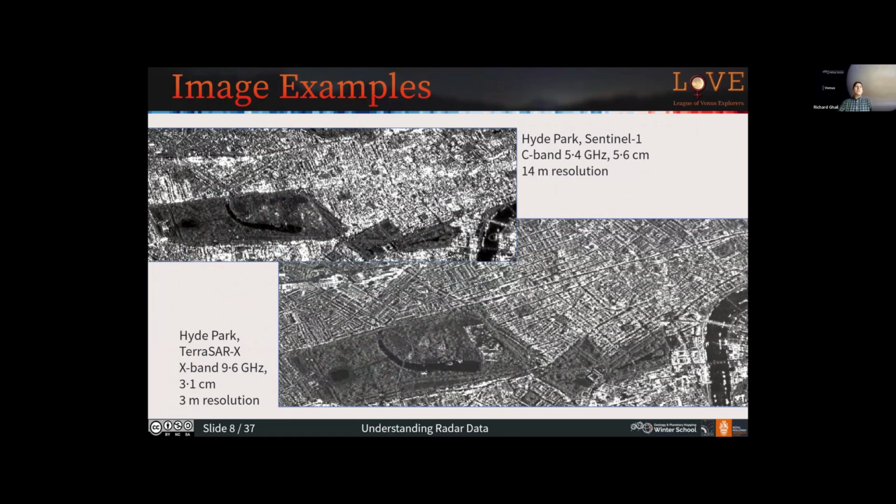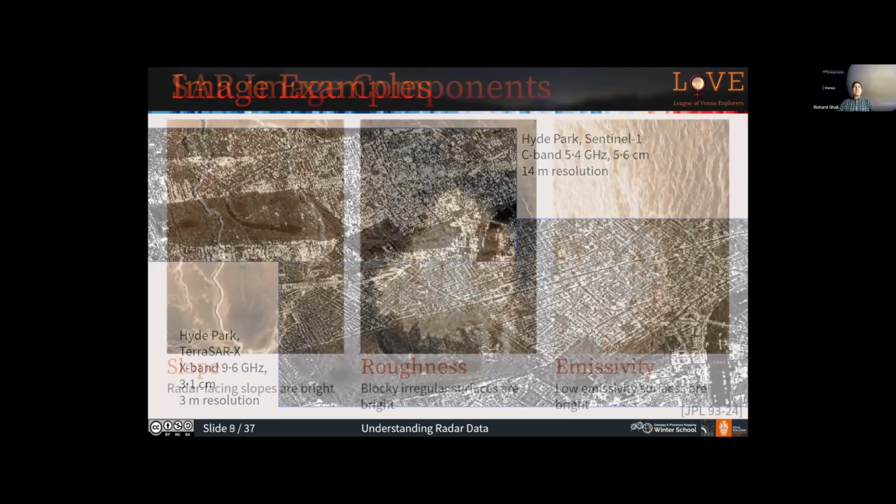At much higher resolution, at X-band, which is 3 centimeters wavelength, we get 3 meter resolution data here from TerraSAR-X. It may not be obvious in this image, but it might be obvious a bit later on in some of the other images. The different wavelengths also are sensitive to different things on the ground, and I'll explain that a bit later on. So they don't carry exactly the same information.